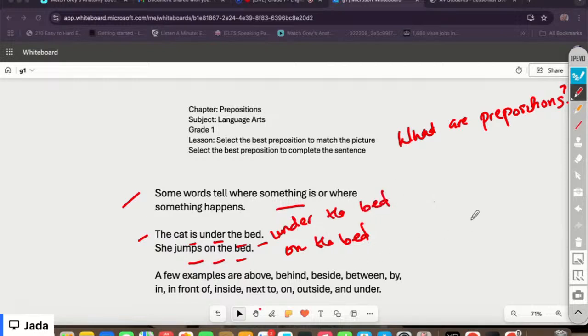So we have some examples of the preposition. We have above, behind, all these are prepositions.